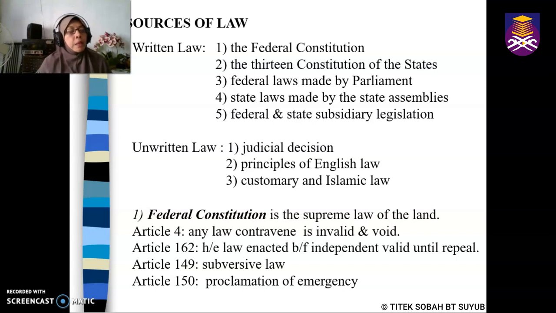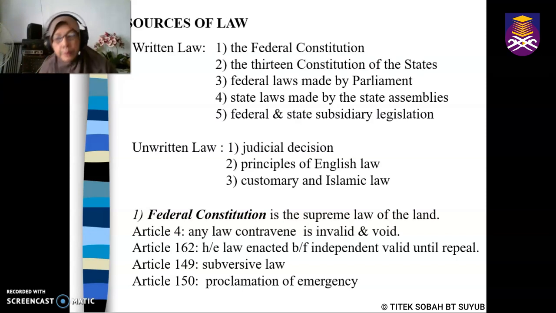Then we have Article 149 of the constitution, which refers to subversive law. If a certain law is enacted to cater for subversive matters, such as terrorism, and it goes against the fundamental rights stated in the constitution, will it be valid? Yes, it will still be valid because it is allowed under Article 149. And Article 150 is with regard to the proclamation of emergency.